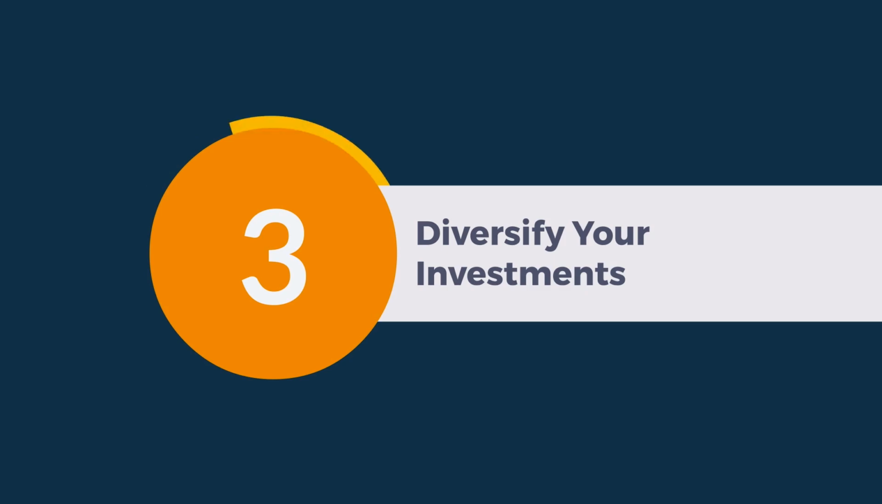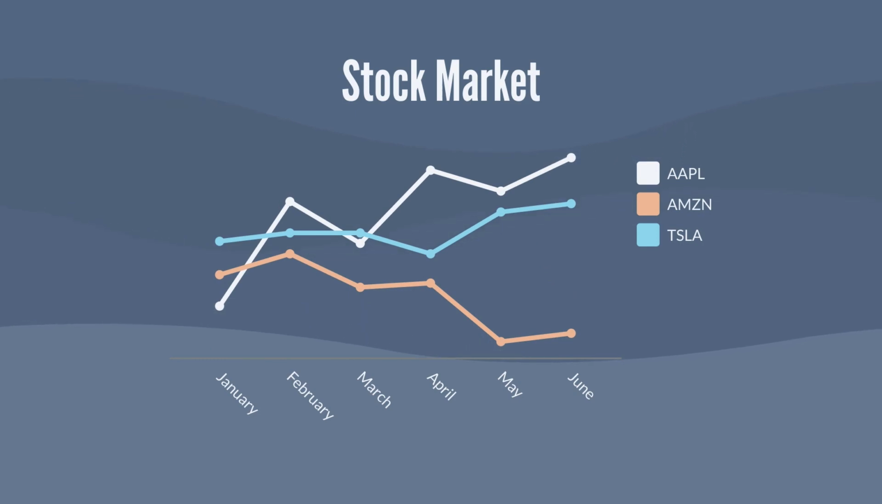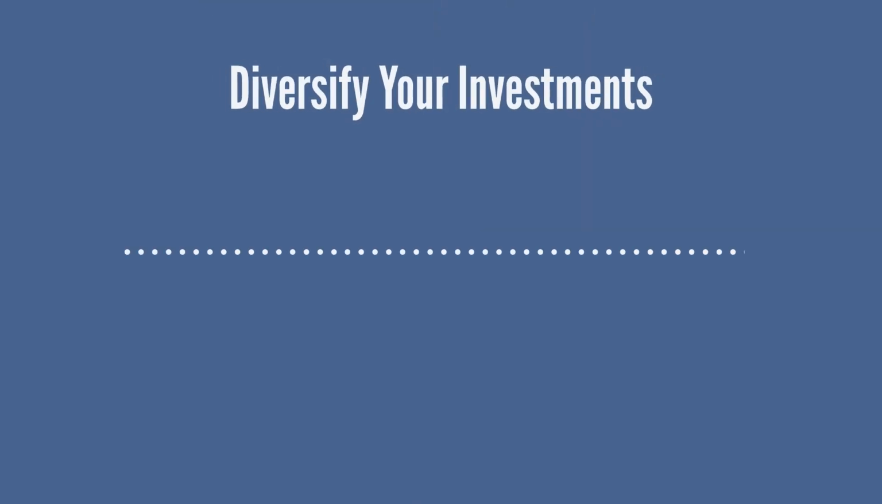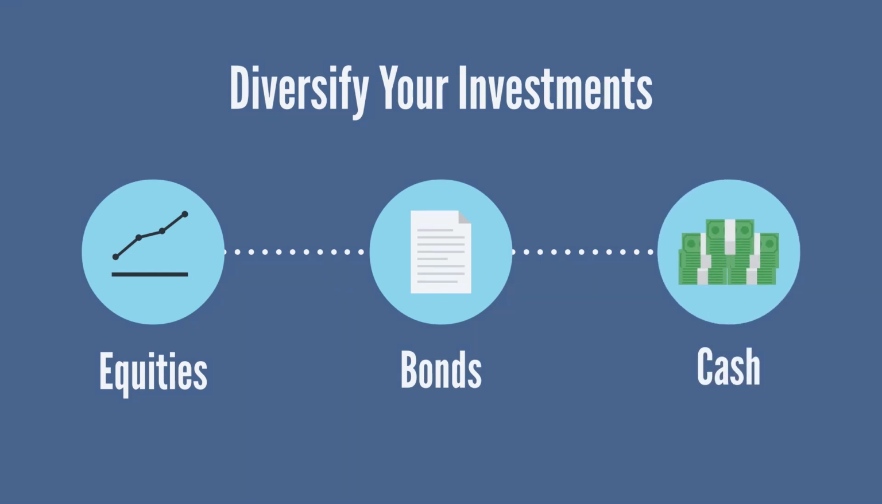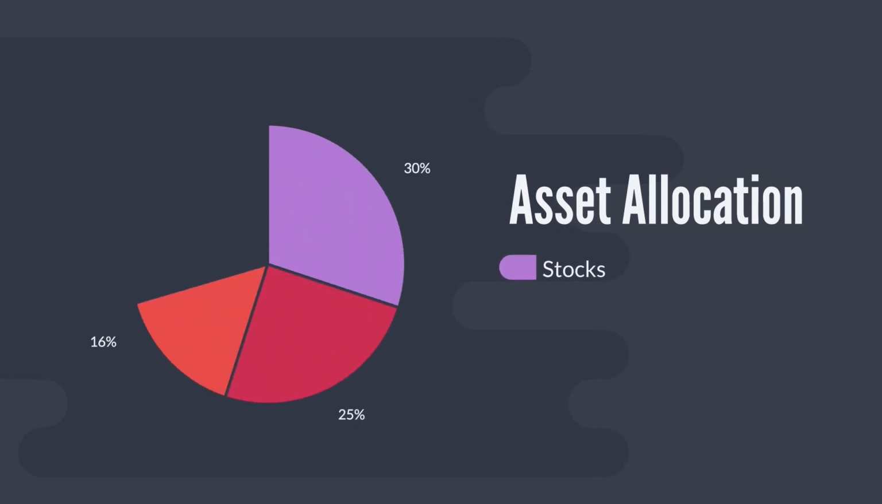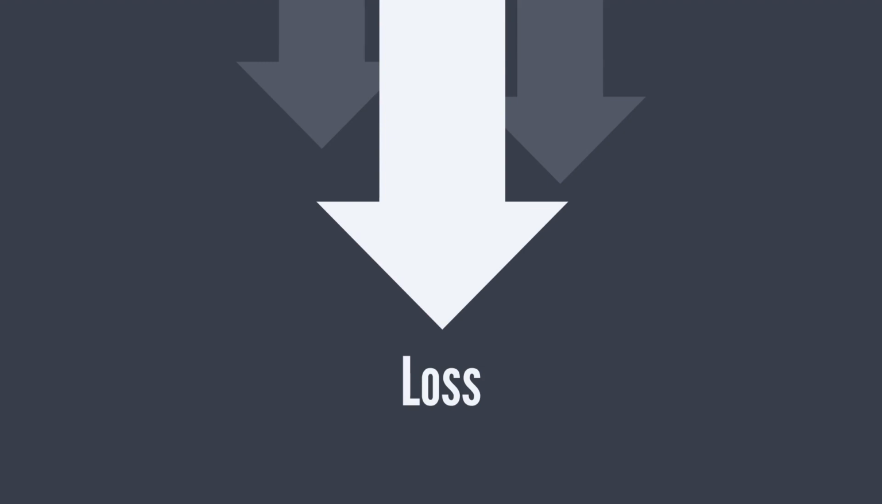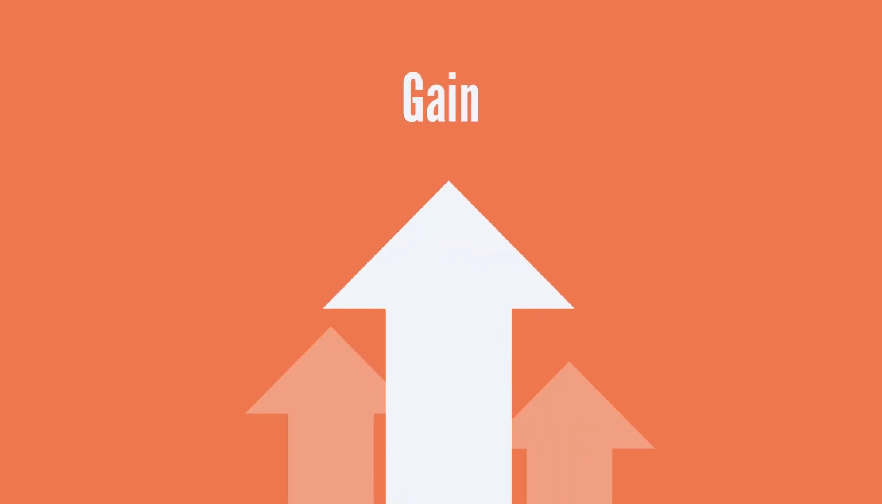Diversify your investments. Diversification is another effective strategy for reducing investment risks by spreading capital across various asset classes. Diversifying your investments protects you against market fluctuations. You can mix equities, bonds, and cash in your portfolio and allot a percentage of your capital to each asset. For instance, you can allocate 30% of your investment capital to stocks, 25% to insurance, 25% to certificate of deposits or CDs, and the remaining 20% to emergency funds. A loss or lower return from one investment vehicle may be mitigated by the other.